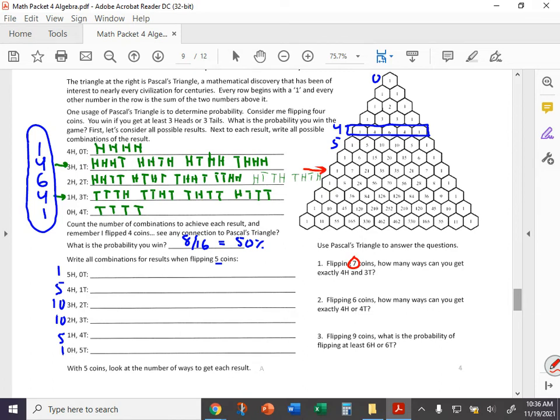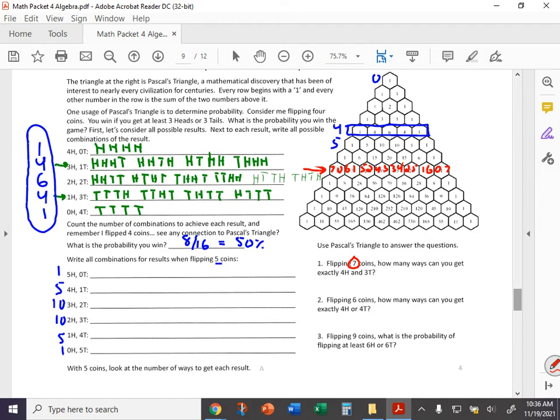Okay. And this first number is how many combinations to get 7 heads and 0 tails, 6 heads and 1 tail, 5 heads and 2 tails, 4 heads and 3 tails, 3 heads and 4 tails, 2 heads and 5 tails, 1 head and 6 tails, and then 0 heads and 7 tails.